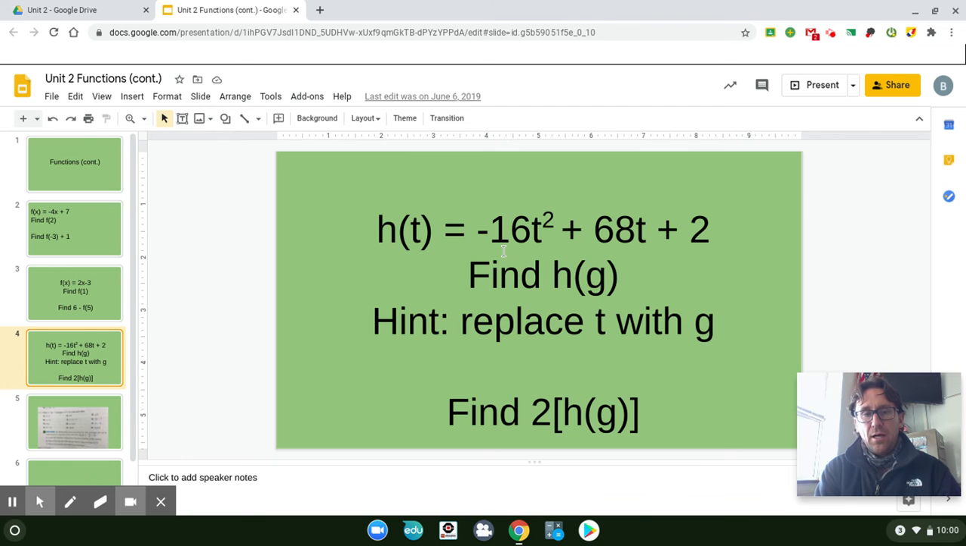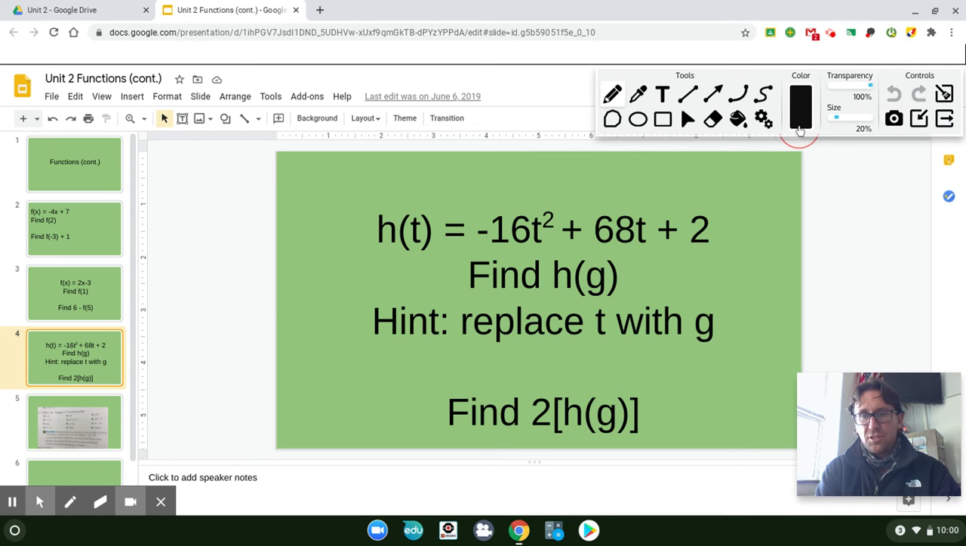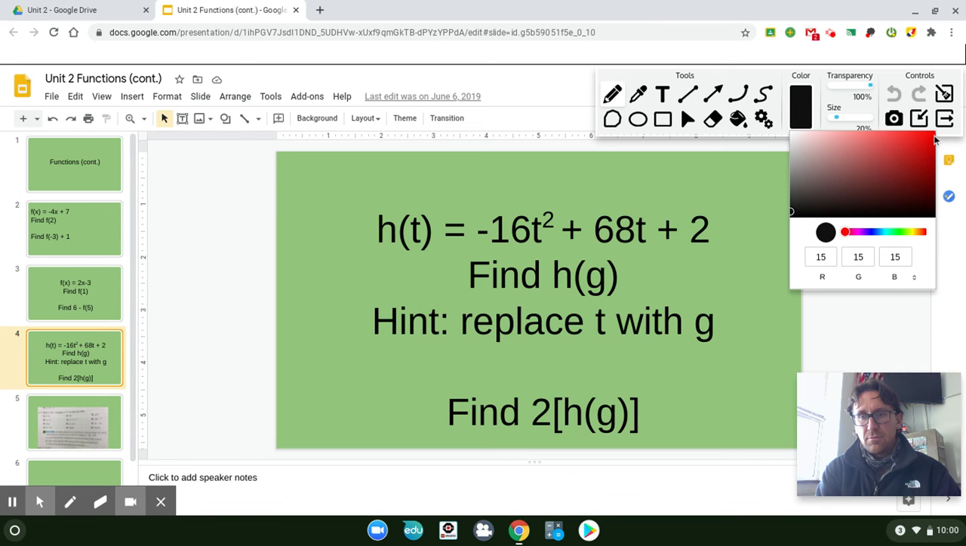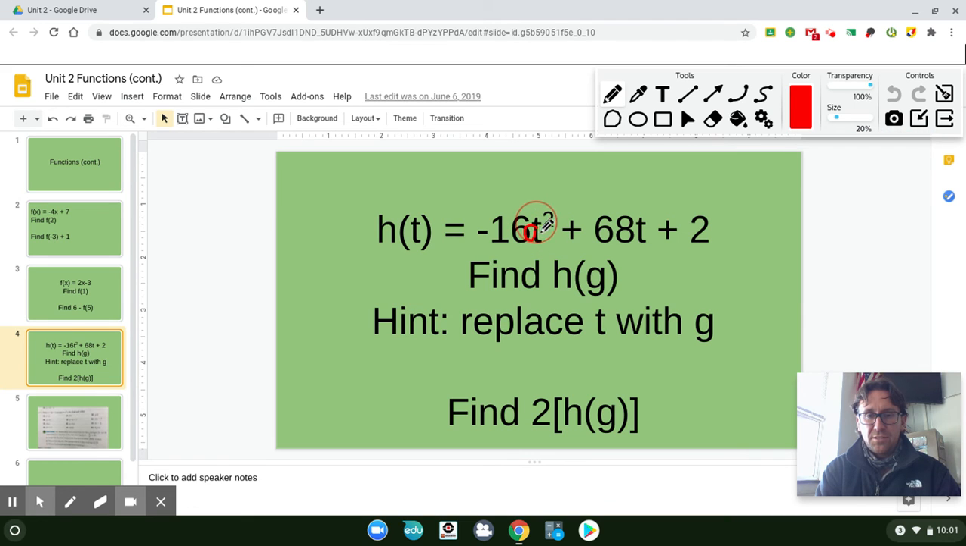Here for this one, it says find h of g. So, and this is already h of t. So all that's going to do, you're just going to replace the t's with g's. So these t's are just going to become g's. So -16g squared plus 68g plus 2.